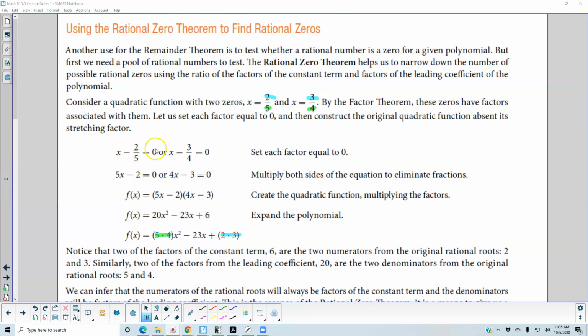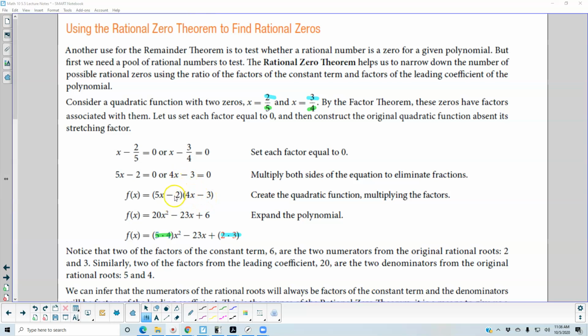Now we're going to multiply this equation by the LCD, which is 5. So we get 5x minus 2 is equal to 0. And then this equation, we're going to multiply that by the LCD, which is 4. So we get 4x minus 3 equals 0. So we eliminated the fractions. Now we're going to rewrite this as a function. We're going to create a quadratic function multiplying the factors. So this becomes f of x, which is equal to 5x minus 2 times 4x minus 3.